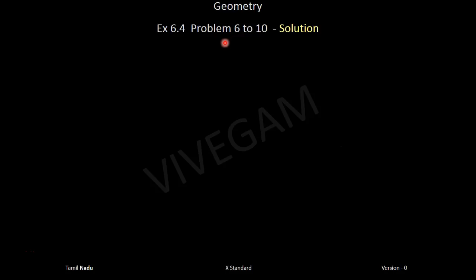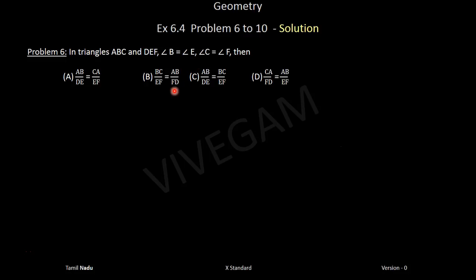Exercise 6.4, problems 6 to 10 solution. In triangles ABC and DEF, angle B equals angle E, and angle C equals angle F. Then they are asking us to prove which equation is right.